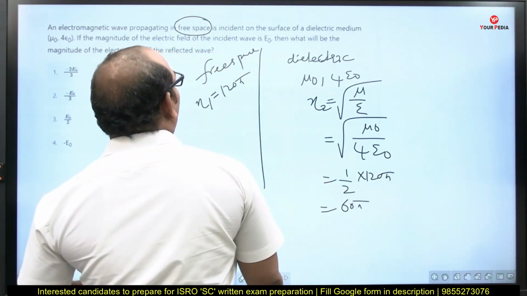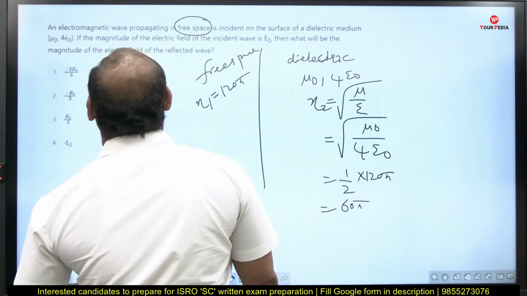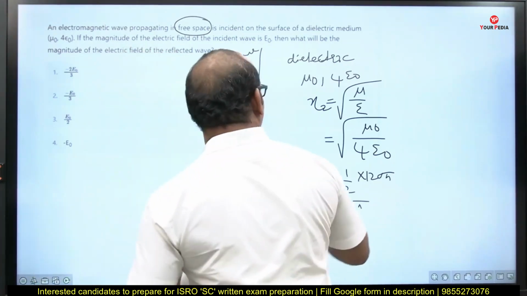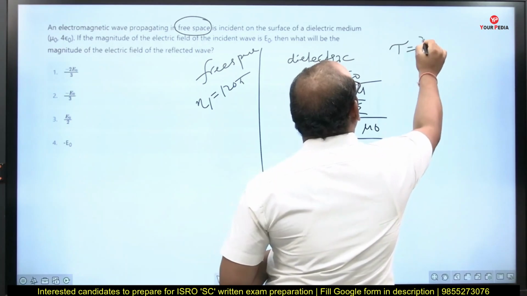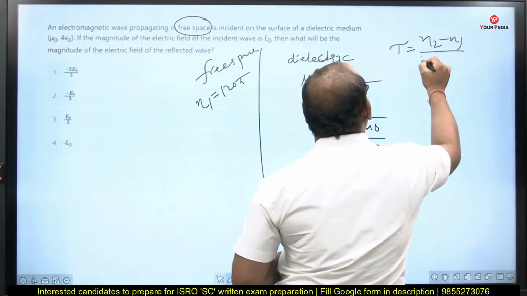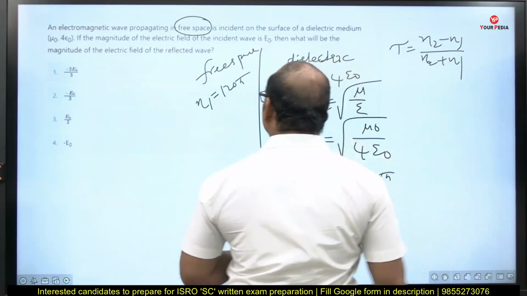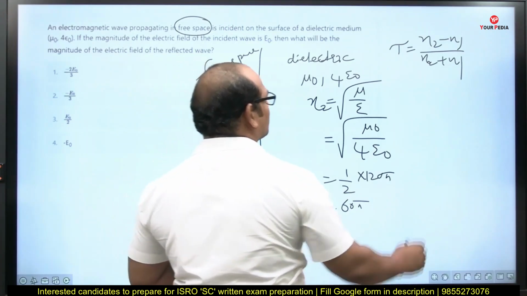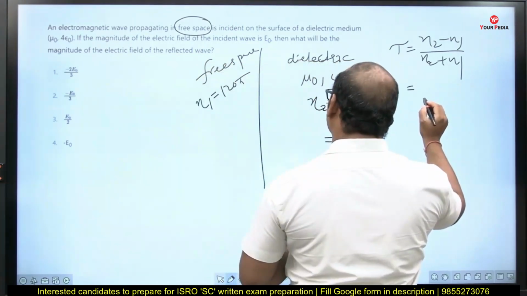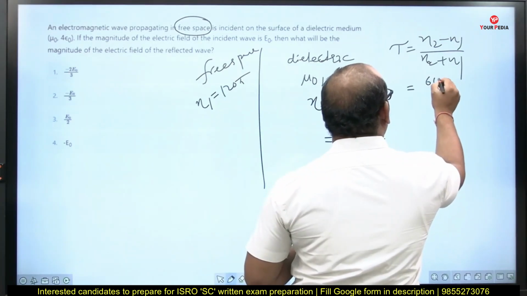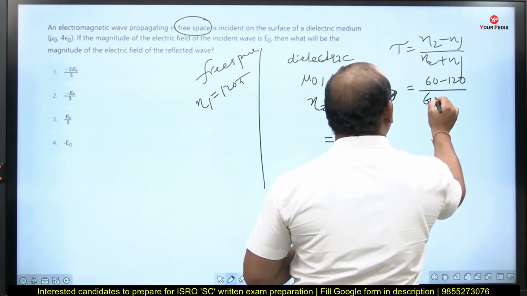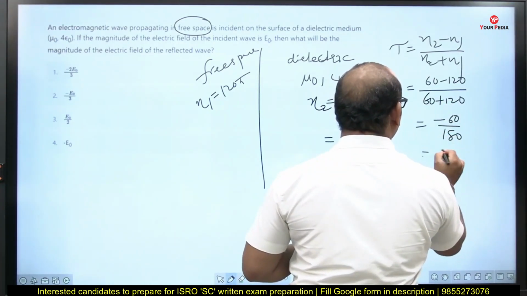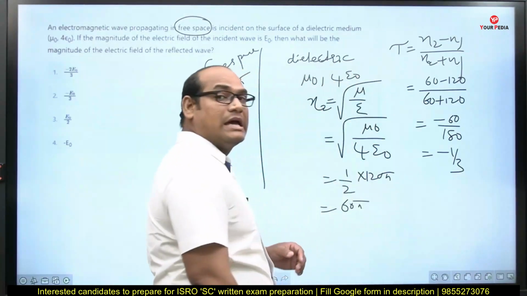So what we need to find is the magnitude of the electric field of the reflected wave. First we will calculate the reflection coefficient. So tau is equal to eta 2 minus eta 1 by eta 2 plus eta 1. The first one is 120 pi, the second is 60 pi. Anyway pi's will be cancelled, so I am not writing that. So it is equal to 60 minus 120 by 60 plus 120, which is minus 60 by 180. This is equal to minus 1 by 3. What is this? Reflection coefficient.